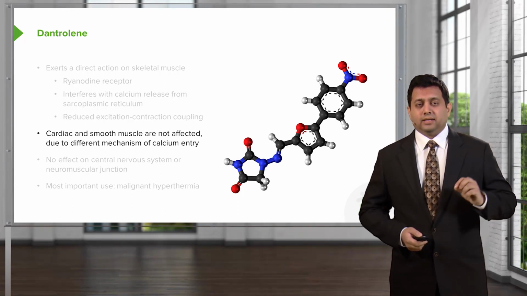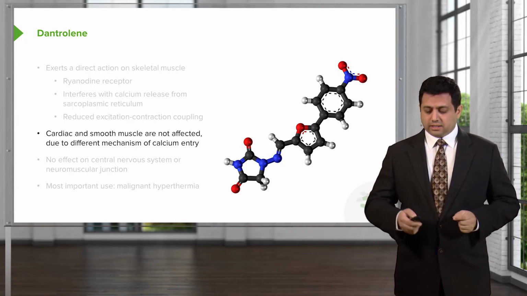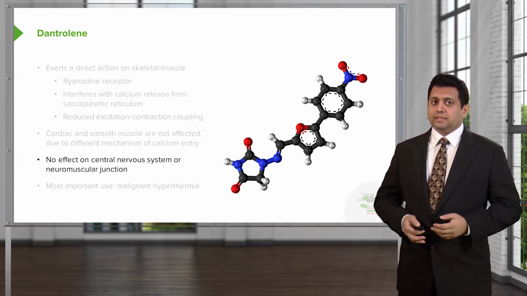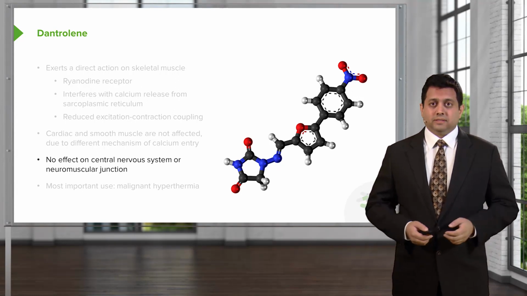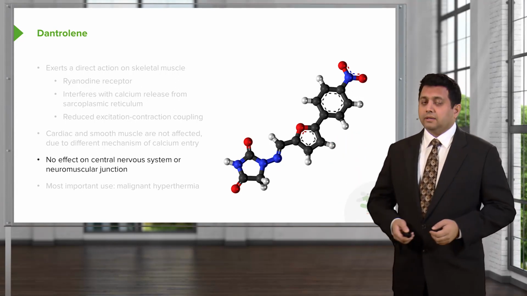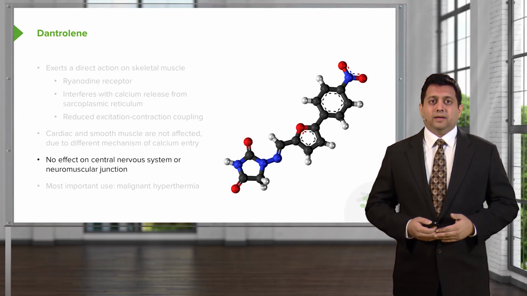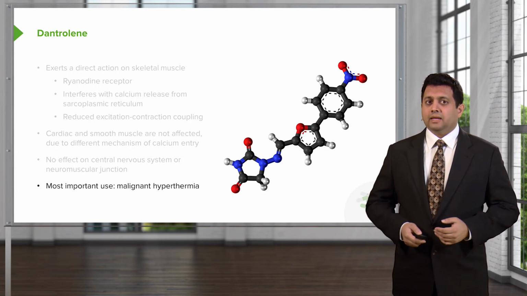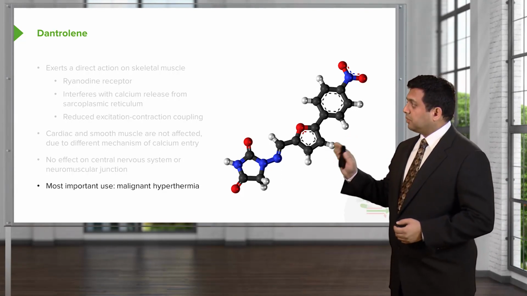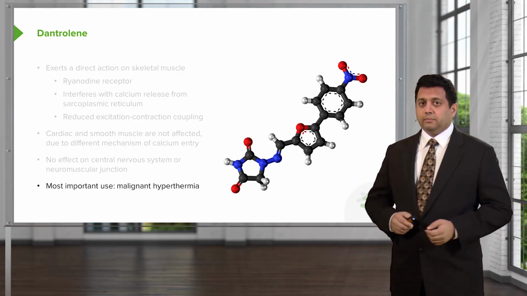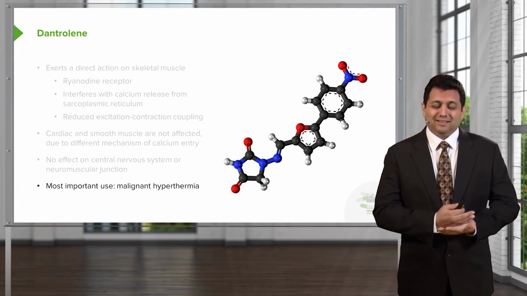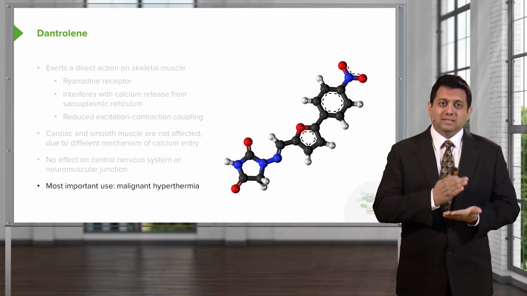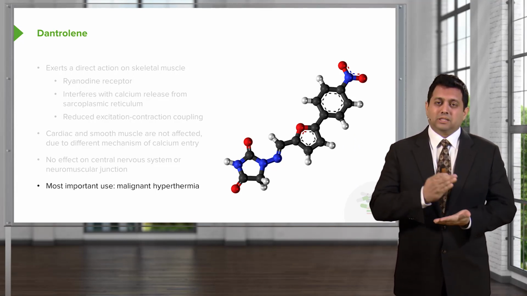And this therefore has a very specific use in a disease called malignant hyperthermia, which is brought about by certain types of anesthetics. We've already spoken about this. The other nice thing about this particular agent is that it does not have an effect on the central nervous system or on the neuromuscular junction itself. As I said to you before, the most important use is going to be in malignant hyperthermia. And I've said this to you before, and I'm going to say it again. Malignant hyperthermia, dantrolene, 1 minute, must treat quickly.